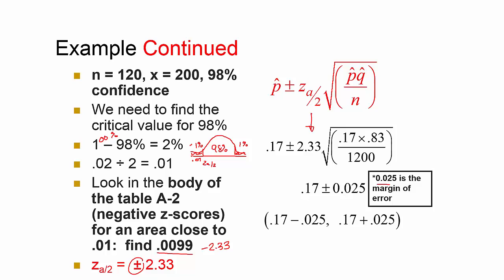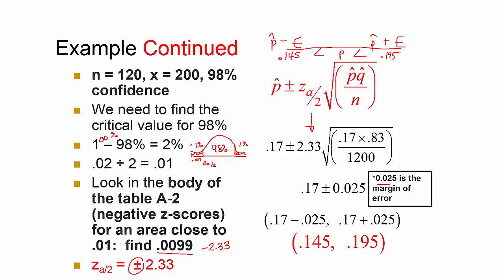So to do my interval then, I'm going to take p hat minus the margin of error and p hat plus the margin of error. So that gives me 0.17 minus 0.025 is 0.145. And 0.17 plus 0.025 is 0.195. So my interval is 0.145 is less than p is less than 0.195.